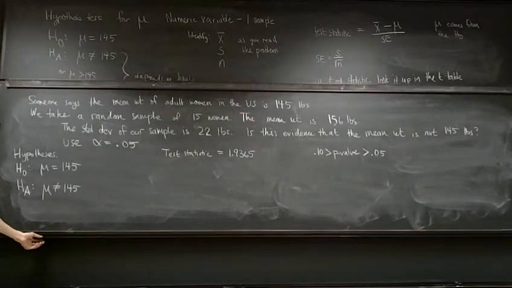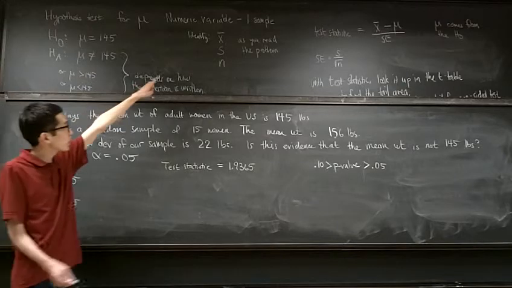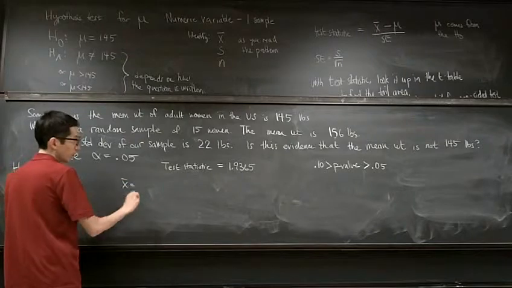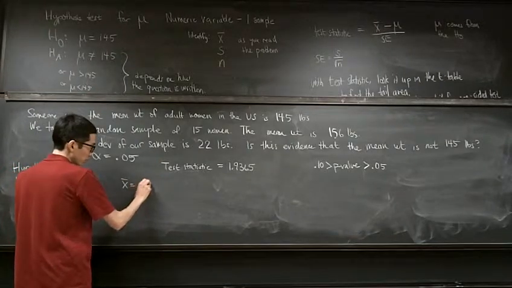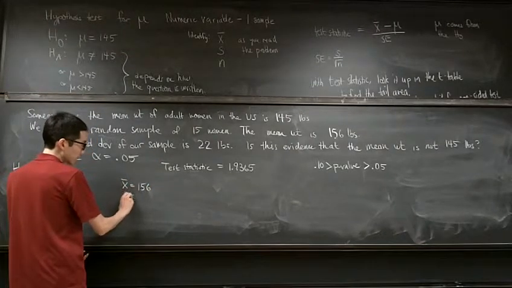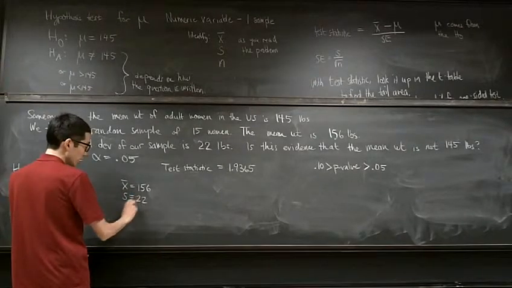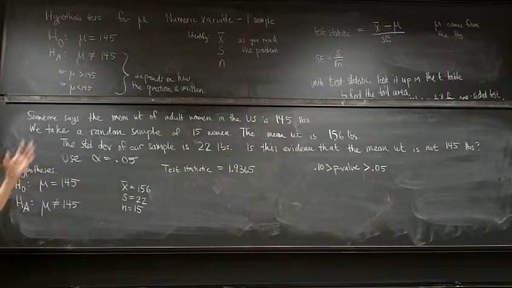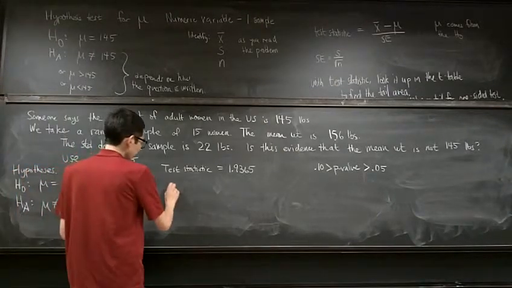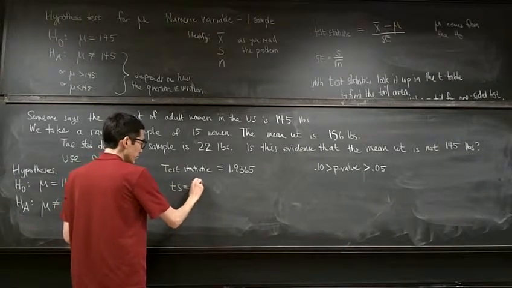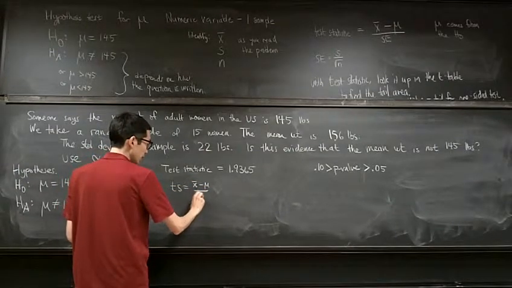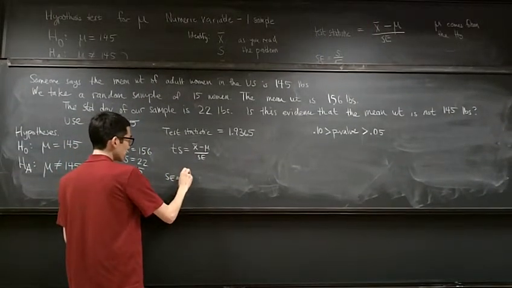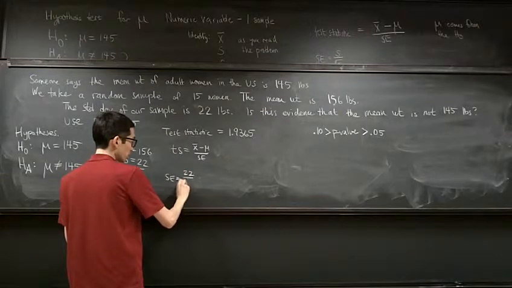Okay, so that's our hypothesis. As we do our problem, we need to identify x bar, s, and n. What is x bar? That's our sample mean, that's 156. What's our s? 22. And what's our n? 15. Okay, so with that, I can get my test statistic. My test statistic is x bar minus mu divided by the standard error. My standard error is s over the square root of n.